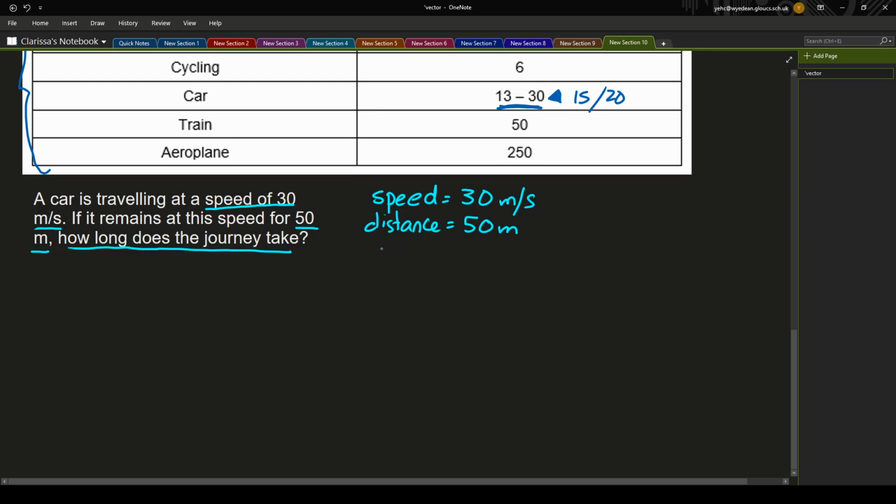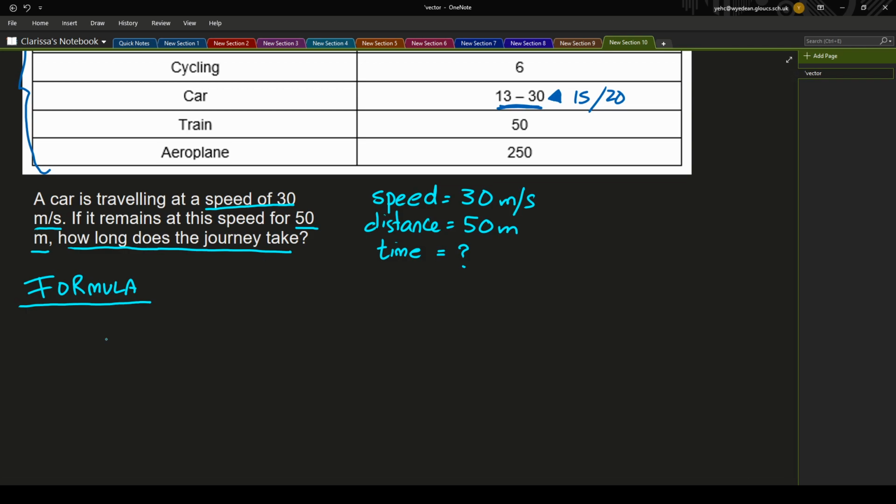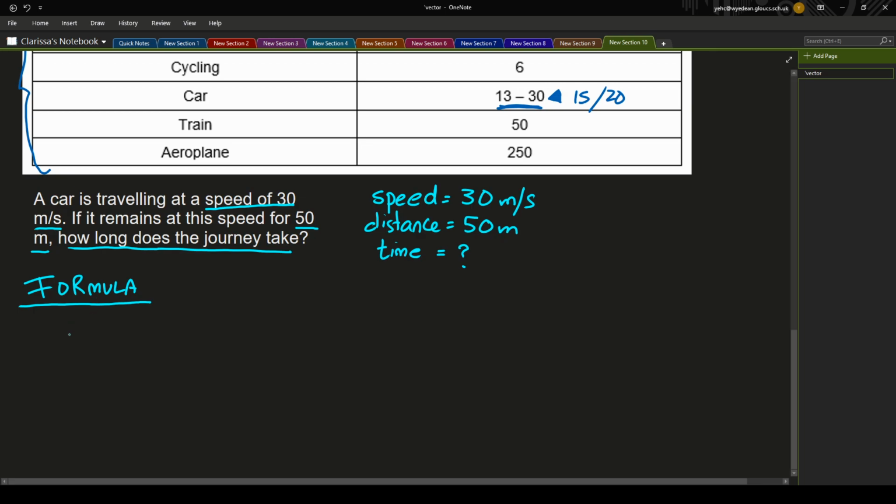How long does this journey take? Well, that is asking me for a time. How long does it take? That's a time. Time is a question mark. Now, first stage of FIFA is writing out the formula. And remember, the reason why we do this is because it'll make things easier for us when we substitute things in later, so we don't have to substitute in our heads and leave room for a silly mistake that you guys can easily avoid. Formula is speed equals distance over time.